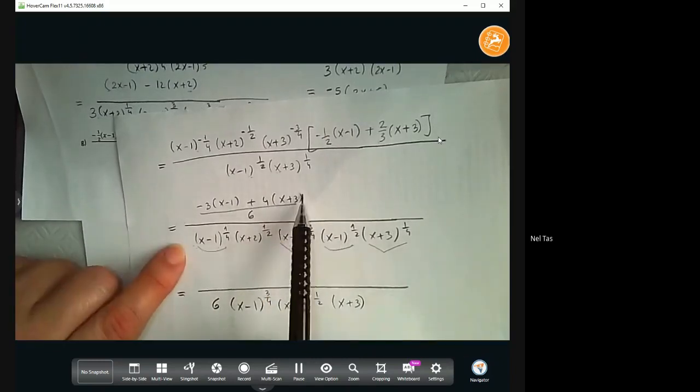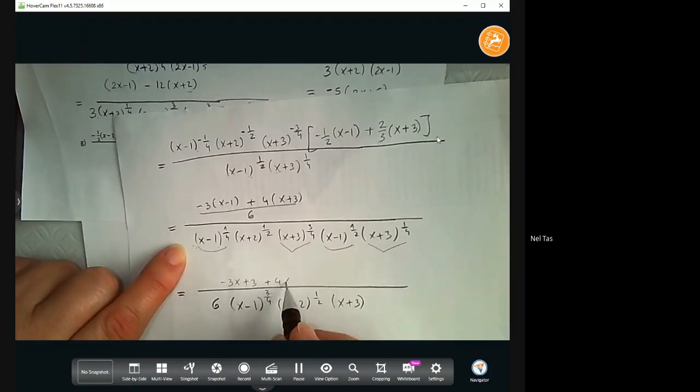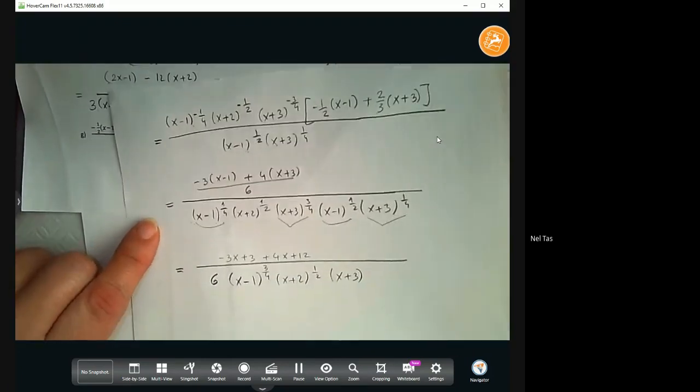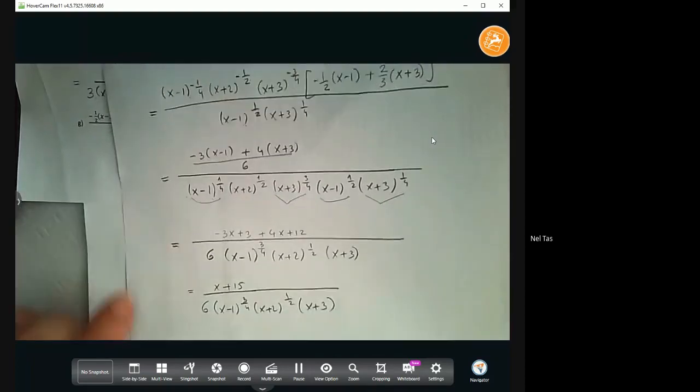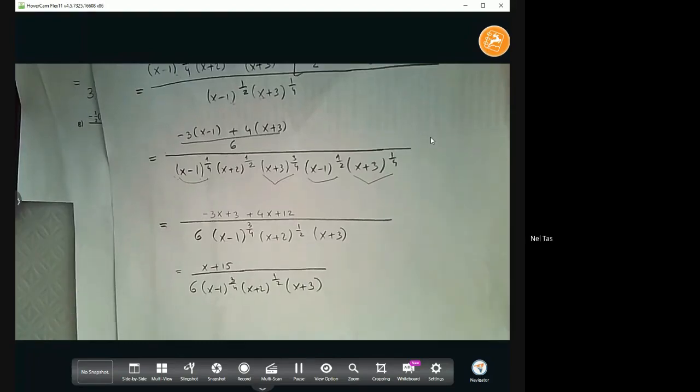Now let's work with this. To expand, negative 3x plus 3 plus 4x plus 12. So we get x plus 15 over 6 times x minus 1 to the power of 3 over 4, x plus 2 to the power of 1 over 2 times x plus 3. As you see now, there are no negative exponents, and also there are no fractions in the numerator or denominator, so everything is in factored form.